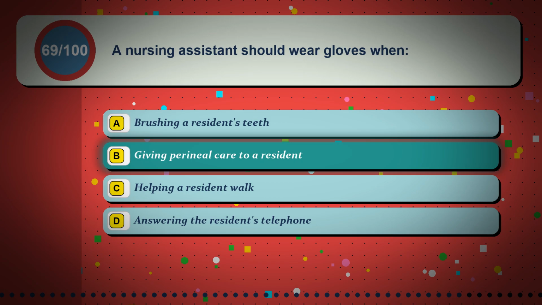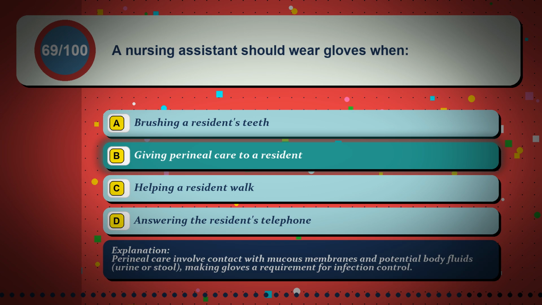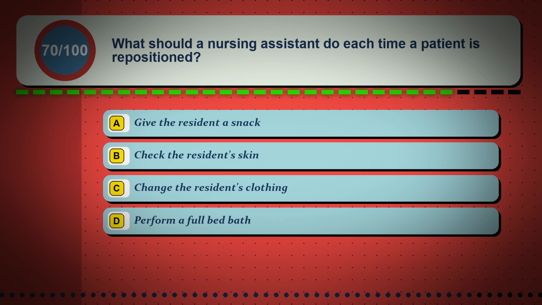The correct answer is option B. Giving perineal care to a resident. Perineal care involves contact with mucous membranes and potential body fluids, urine or stool, making gloves a requirement for infection control. Question 70. What should a nursing assistant do each time a patient is repositioned?